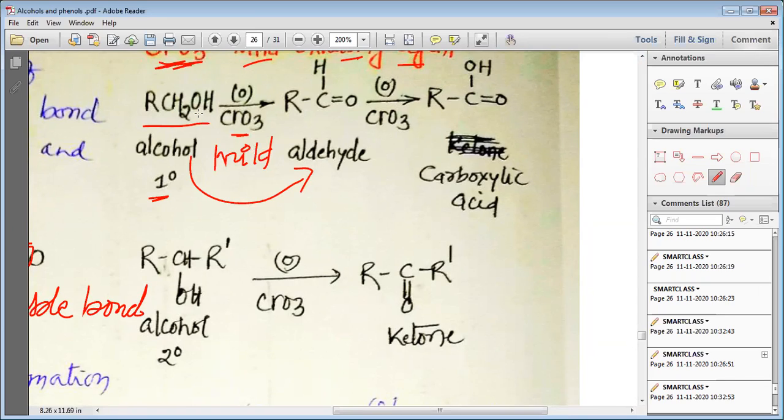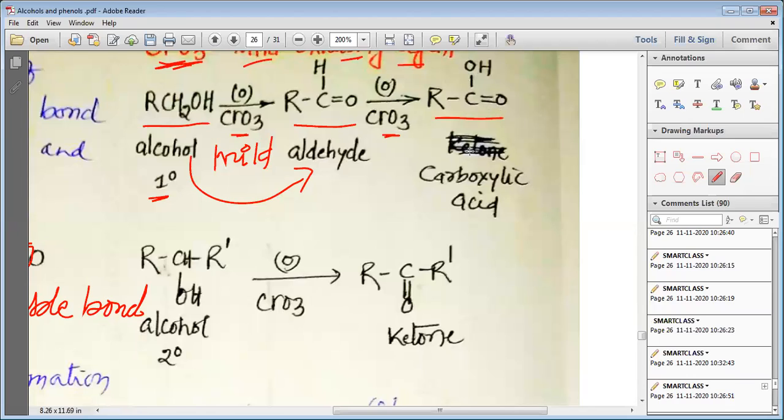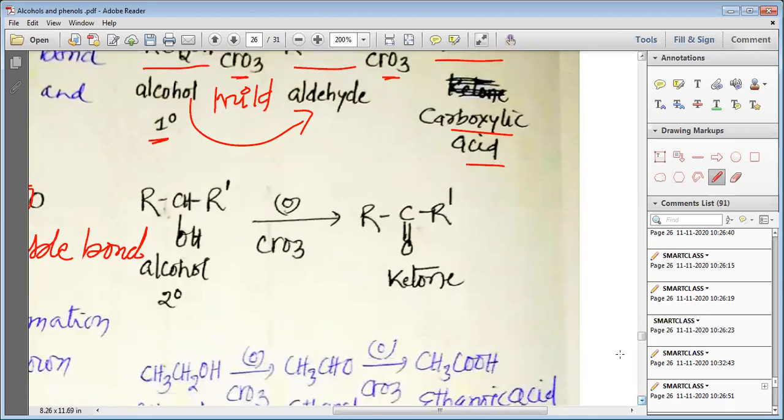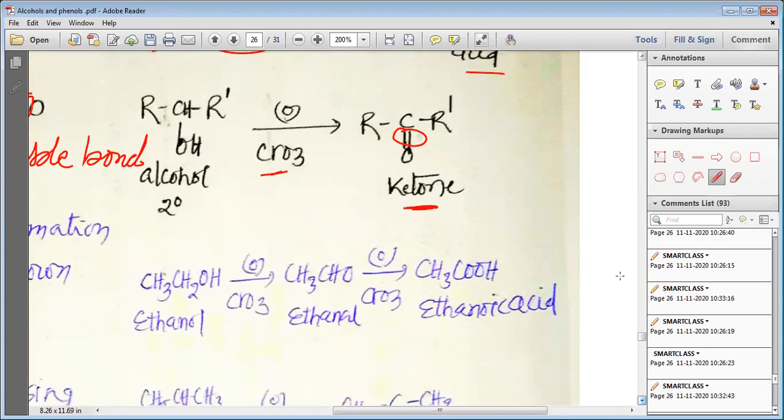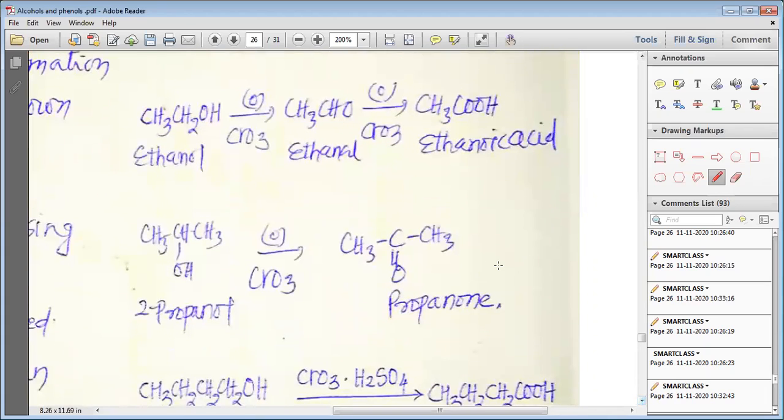So from RCH2OH, you get RCHO. And again on oxidation with CrO3, you get RCOOH, that is your carboxylic acid. But if you have secondary alcohol, like R2CH-OH, on oxidation with CrO3, you will get ketone. So this C-O bond turns out to be C double bond O, and that is how you get ketone. Let us study the same with more examples.